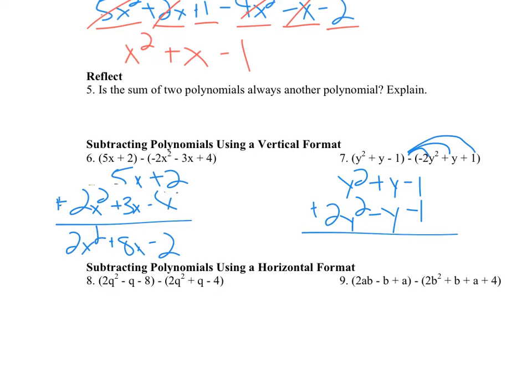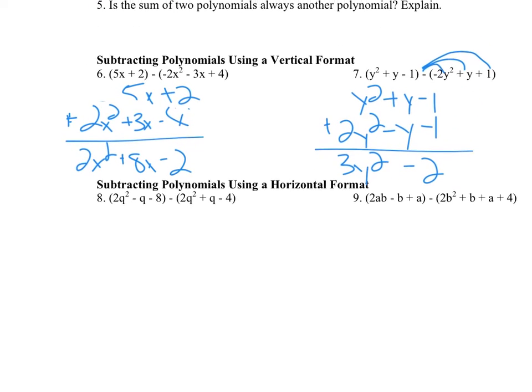Now everything's lined up properly. Now it's an addition problem, so we just combine like terms. 1 plus 2 is 3. 1 minus 1 is 0, so there is no y, and then negative 1 and negative 1 is a negative 2. And then there is our answer.